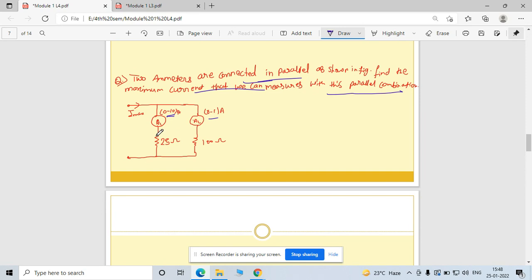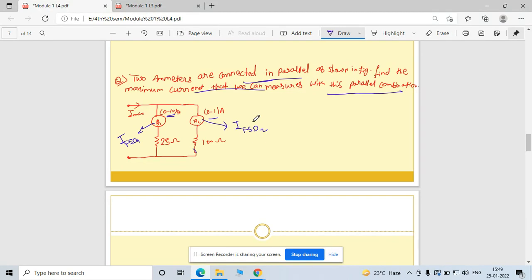So for that you need to find out the maximum, or you can say the full scale deflection current for this meter 1. IFSD, the full scale deflection current for meter 1, and the full scale deflection current for this meter 2. You can't allow the meter an excess of this current flowing. Now in this parallel combination the voltages are your reference point, right? So first of all, find out the voltages, right?